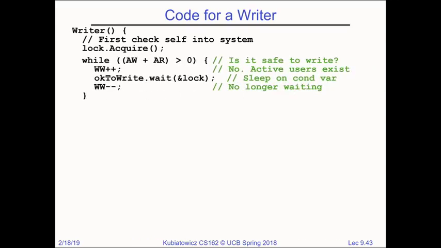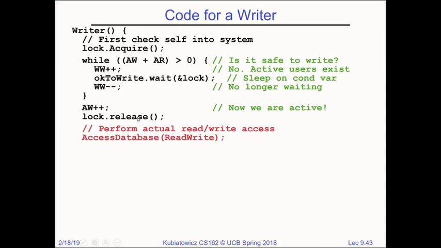Okay, now let's look at the writer side. So the writer side says, well, we acquire the lock, same pattern, right? Now we say, well, if there's an active writer or an active reader, I've got to go to sleep. Okay? And what do I do? Well, I increment the number of waiting writers. I go to sleep on the condition variable. And then when I wake up from that, I decrement the number of waiting writers. I check my condition again. Same pattern. And everything's great. There are no active writers or active readers. I now become an active writer, and I release the lock, and I access the database.